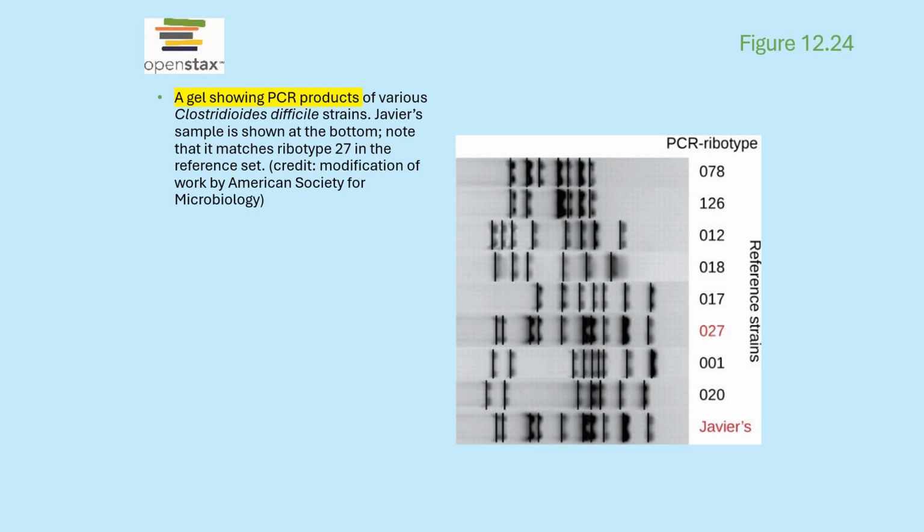So you can take your samples and run them on a gel. And for all of these gels, to get the fragments, you have to use a restriction enzyme to cut the DNA up. Now, if you look here, the patient, Javier, is on the bottom. And you compare with all these different strains that they have. And notice that strain 027 is exactly the same as Javier's. That's the strain he has.